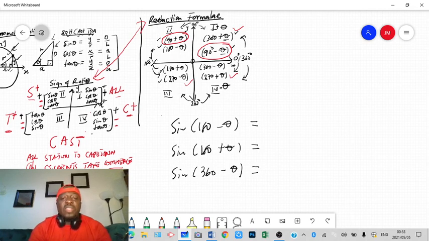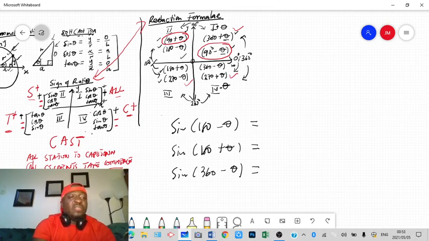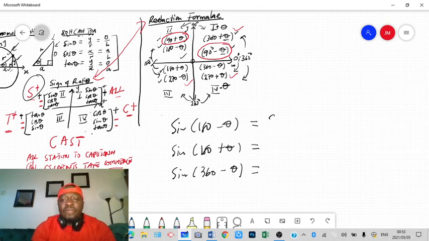Remember, 180 minus is in the second quadrant, and the sign of sine in the second quadrant is plus. So the first is going to be sine theta. The sign remains positive. Nothing will change.